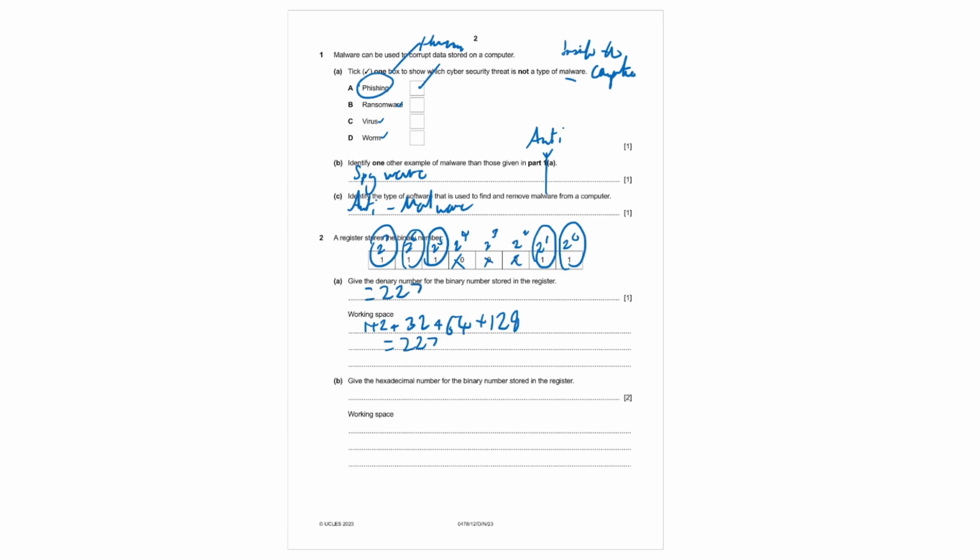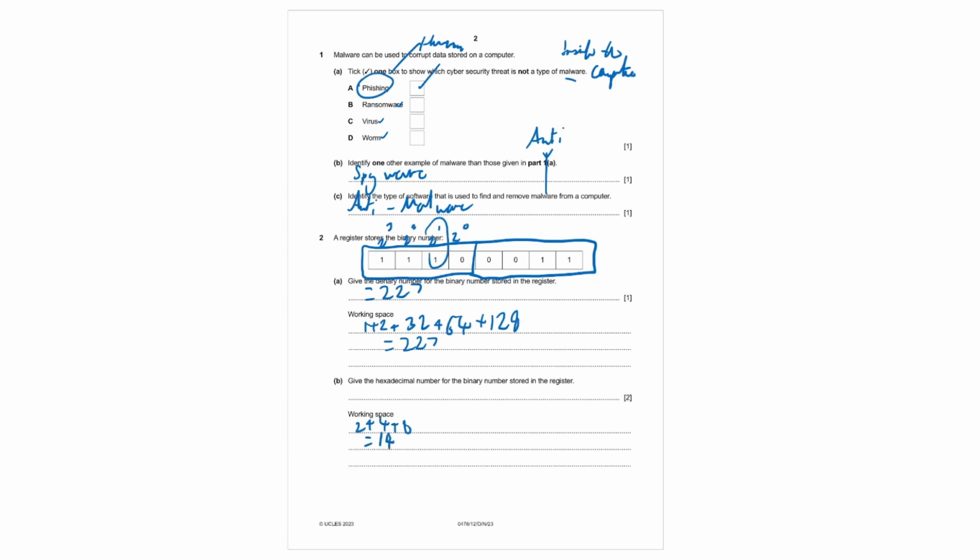Give the hexadecimal number for the binary number stored in the register. So we have to break this up into nibbles, and nibbles are 4 digits. So 4 and 4. Starting from the left, we have 2 to the power of 0, 2 to the power of 1, 2 to the power of 2, and 2 to the power of 3. So here we have our first digit is 2 plus 4 plus 8. So that gives us 14.